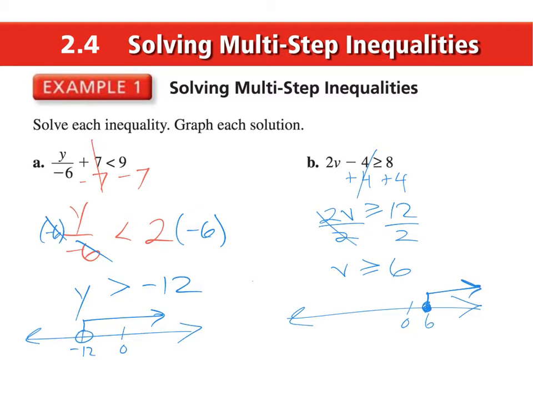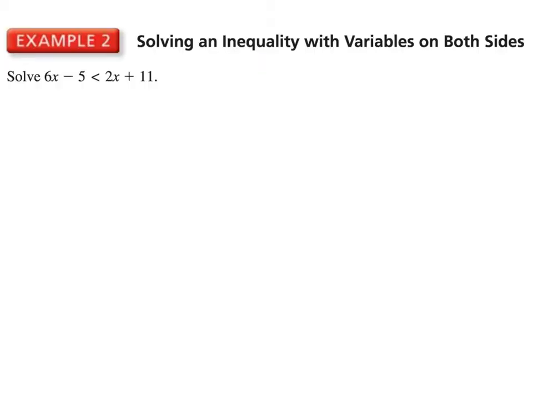All right, on to the next example. Okay, let's see what to do here. Now it's very important to understand that there's multiple ways to approach this problem. For the first step, I could add 5. I could also subtract 11 from both sides. I could also subtract 2x. I could also subtract 6x. So you have 4 choices.